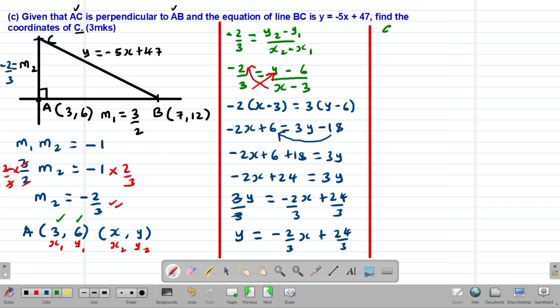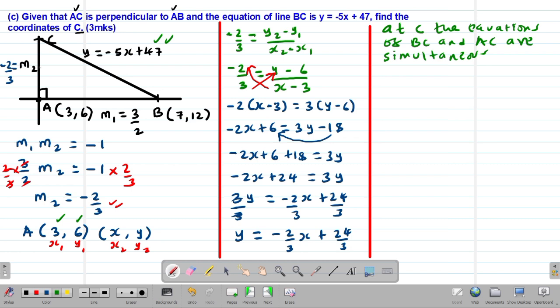So I'll say that at point C, the equations of the line BC and AC are simultaneous. They are simultaneous because these particular lines, BC and AC, are intersecting at point C. You can see this line and this one are intersecting at this point. Therefore, at point C, those equations are simultaneous, so I want to solve them using a substitution method.